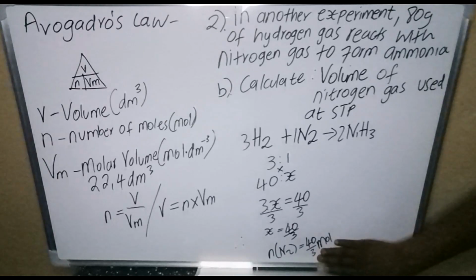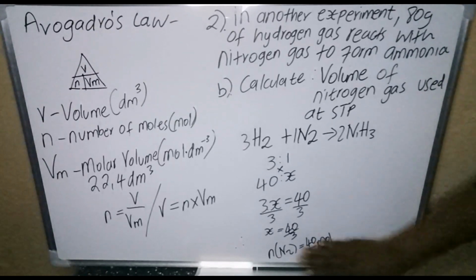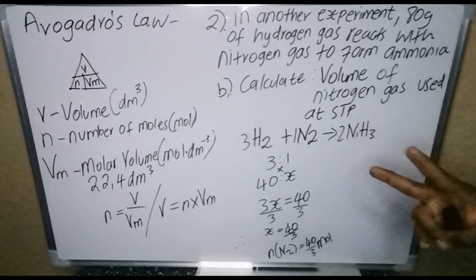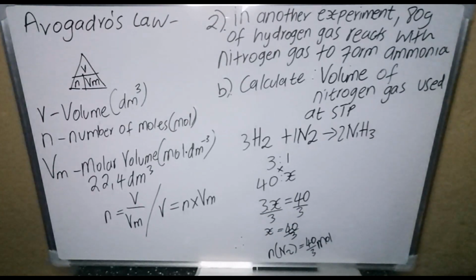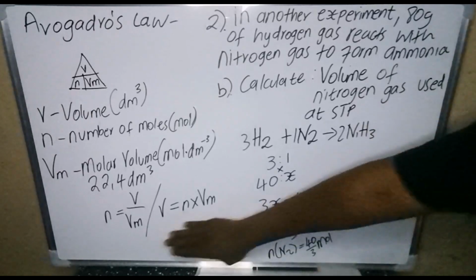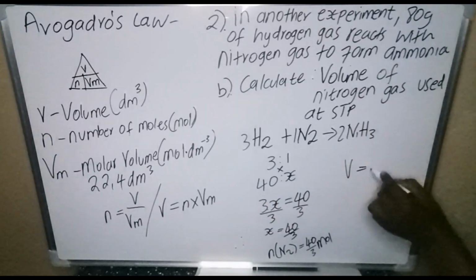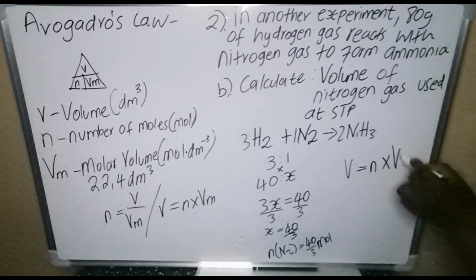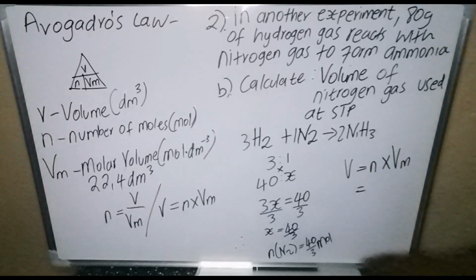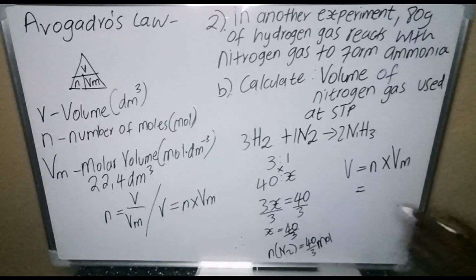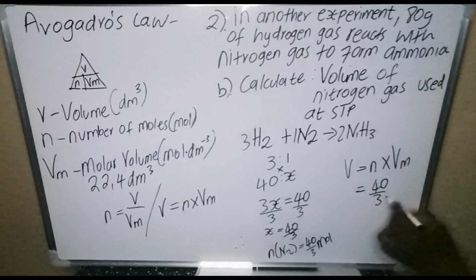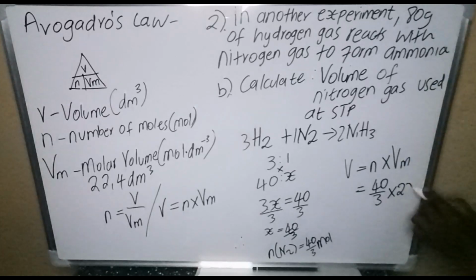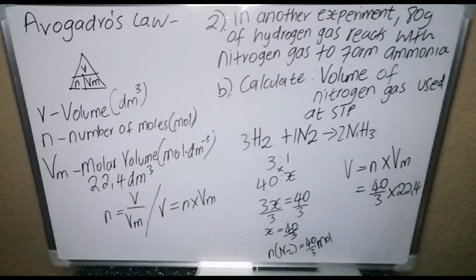Now, after you found the number of moles for nitrogen gas, you come back to your equation. So finally, 2 known values. Volume. Remember, you can use this one: volume is equal to number of moles multiplied by molar volume. What is the number of moles for nitrogen gas? 40 over 3. 40 divided by 3 multiplied by 22,4. I hope you guys get it. Now, calculator: 40 divided by 3 multiplied by 22,4.